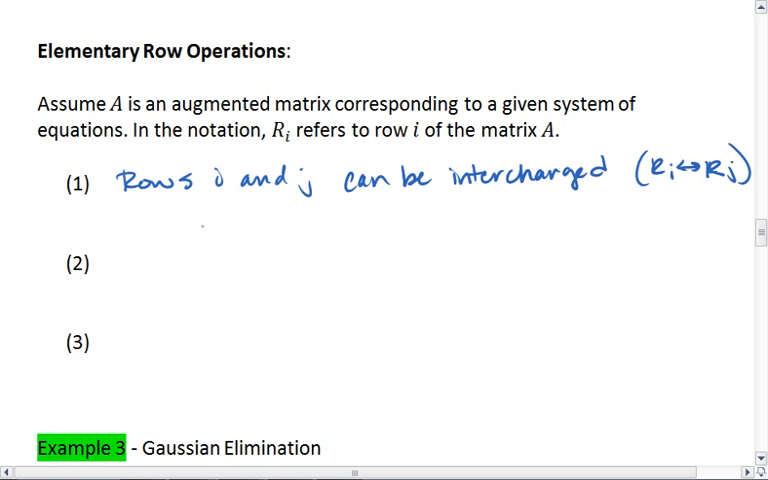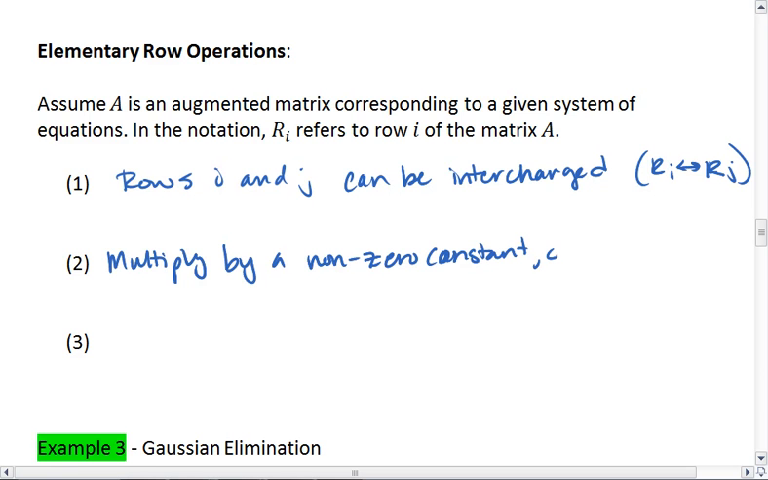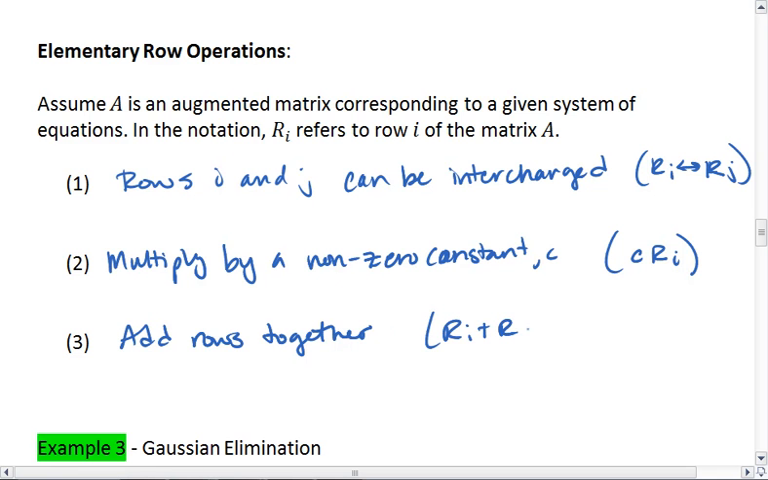We can also multiply by a non-zero constant, which we will call c. And we do this by saying that we're multiplying a row by c. Lastly, we can add rows together. And what we say then is that we're taking row i plus row j and moving it into one of those 2 rows, either row i or row j. It doesn't really matter.